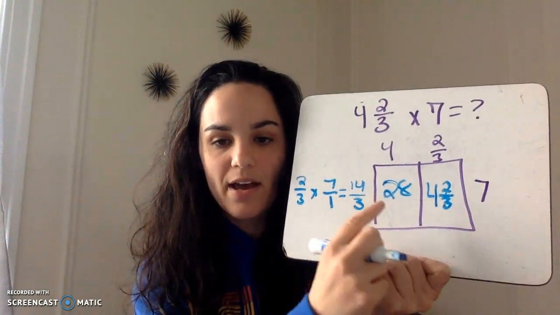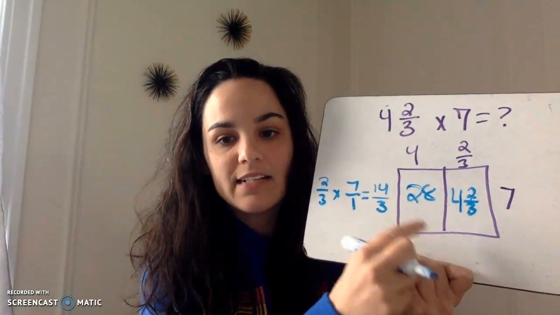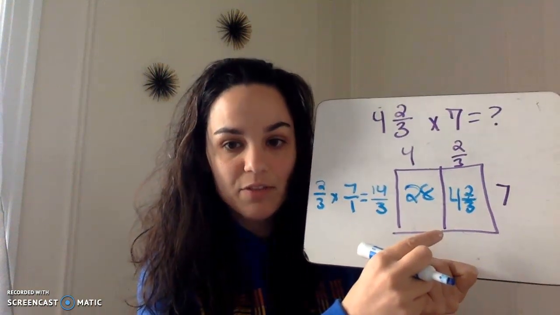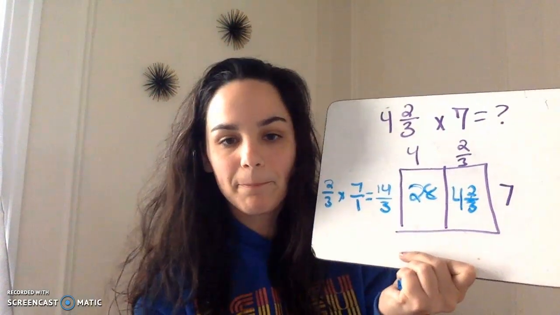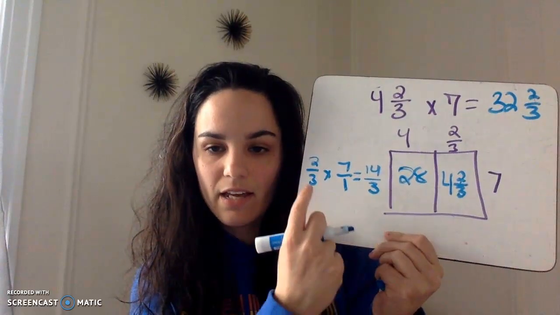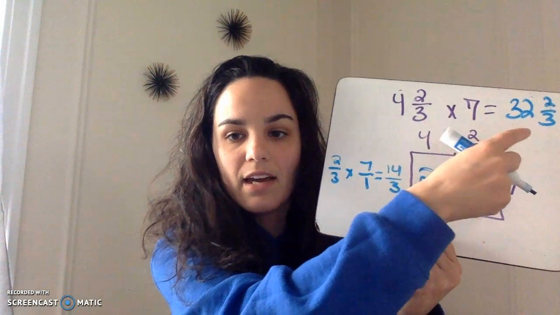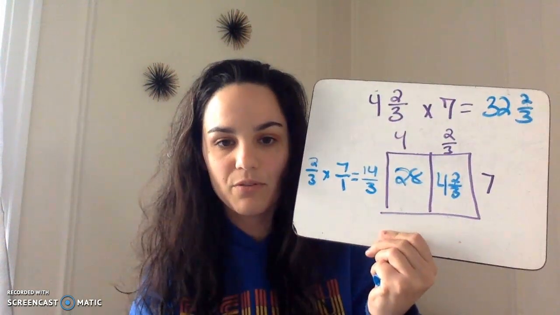All right, so now I have each part of the area, and I need to add these together in order to find the total area. So I'm going to pause my video and do that, and then put my answer up here. All right, so I added 28 plus 4 2/3, and I got 32 2/3.